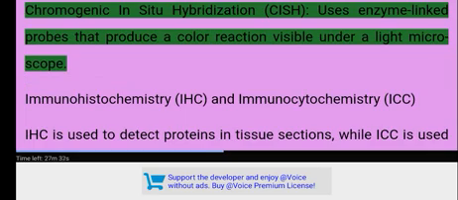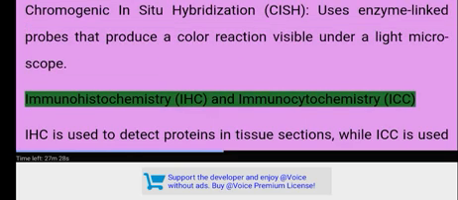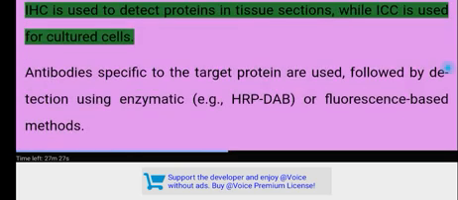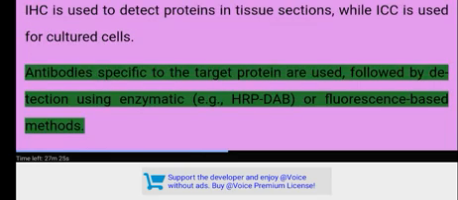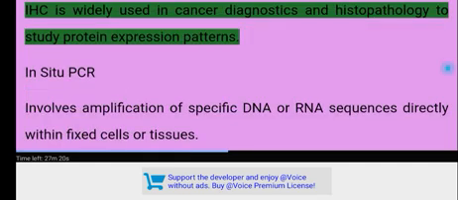CISH uses enzyme-linked probes that produce a color reaction visible under a light microscope. Immunohistochemistry (IHC) and immunocytochemistry (ICC). IHC is used to detect proteins in tissue sections, while ICC is used for cultured cells. Antibodies specific to the target protein are used, followed by detection using enzymatic, e.g., HRP-DAB, or fluorescence-based methods. IHC is widely used in cancer diagnostics and histopathology to study protein expression patterns.